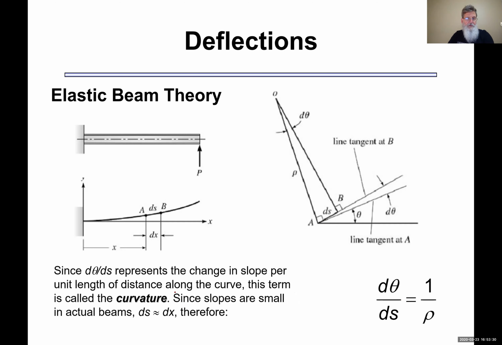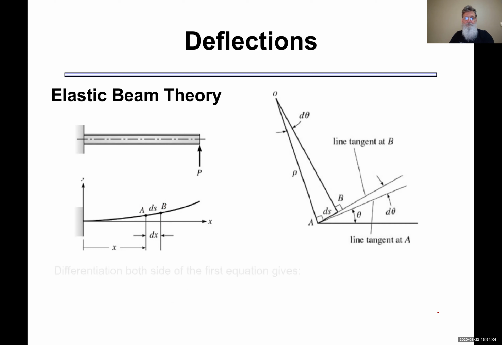So again, dθ/ds represents this change in slope per unit length, and that's curvature. The second approximation we're going to make is that this ds distance that we talked about up here and dx are really very close. In fact, we're going to assume that they are the same thing. So now, as you can see, the derivative becomes d/dx, from ds to dx. And again, now we have the derivative of the slope equal to the curvature.